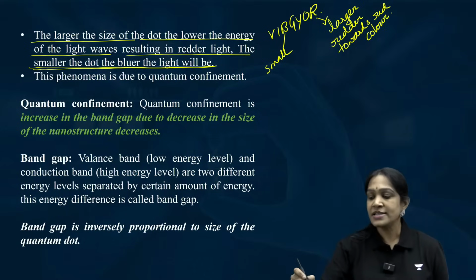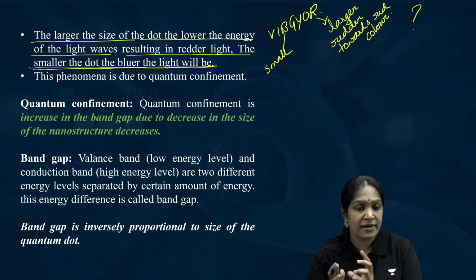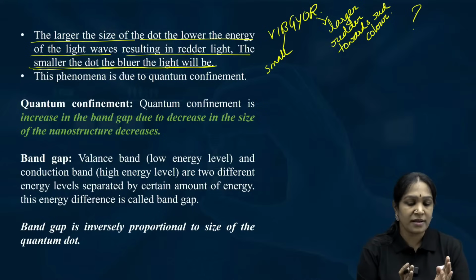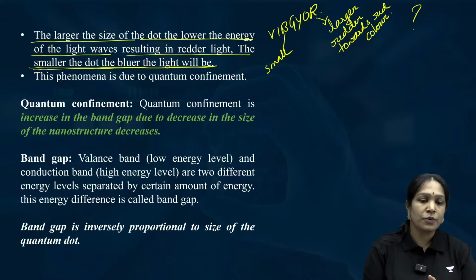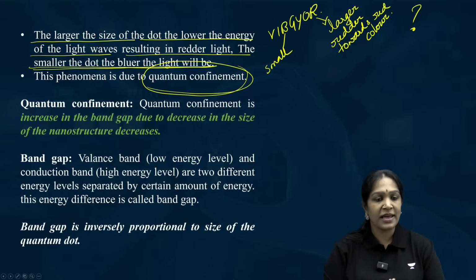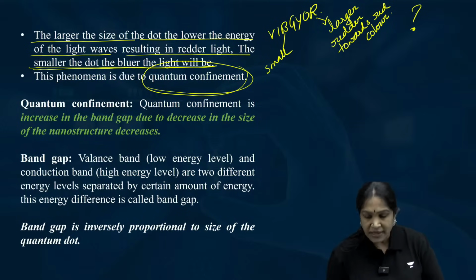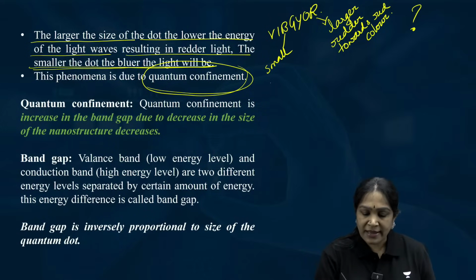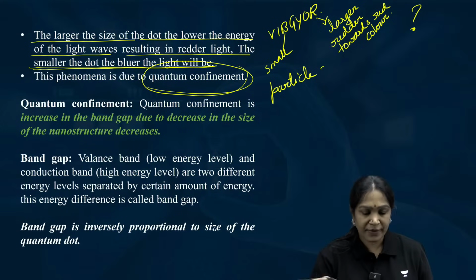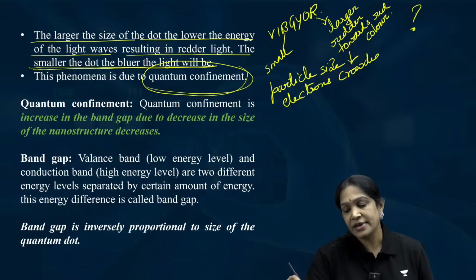But what is the reason for this? What is the reason why the larger particles appear in red color and the smaller particles appear in blue color? Due to a phenomenon called quantum confinement. Use the word once. What do you mean by quantum confinement? When the particle size decreases, the electrons will get crowded in the atom.